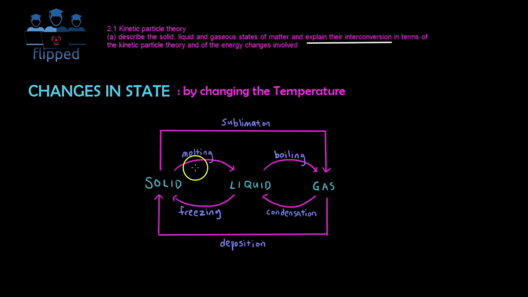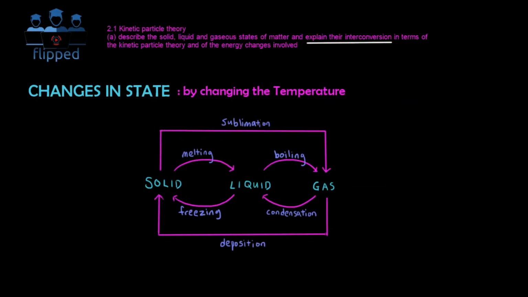For example, solid to liquid is melting, liquid to gas is boiling, gas back to liquid is condensation, liquid back to solid is called freezing, and solid to gas directly, skipping the liquid phase, is called sublimation, and gas to solid, skipping the liquid phase, is deposition. We won't really be talking about deposition much because it's not really in syllabus, but we will focus on sublimation.